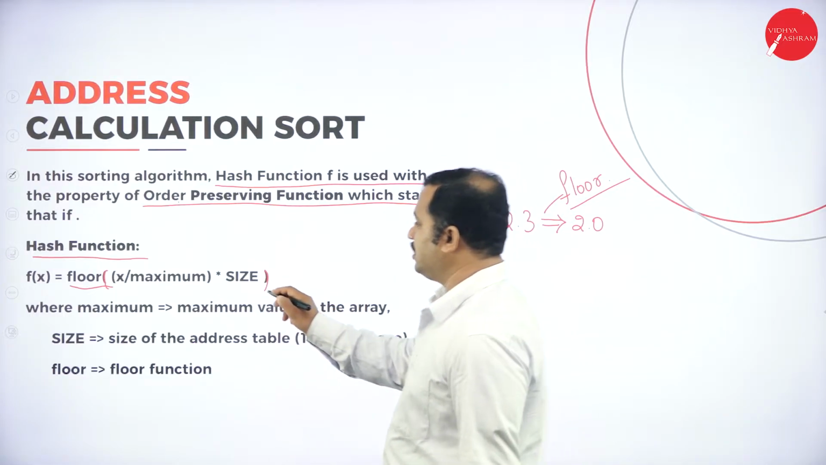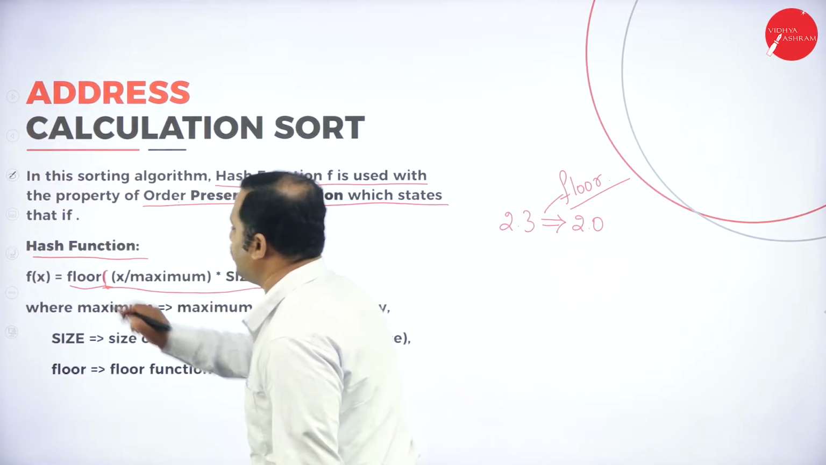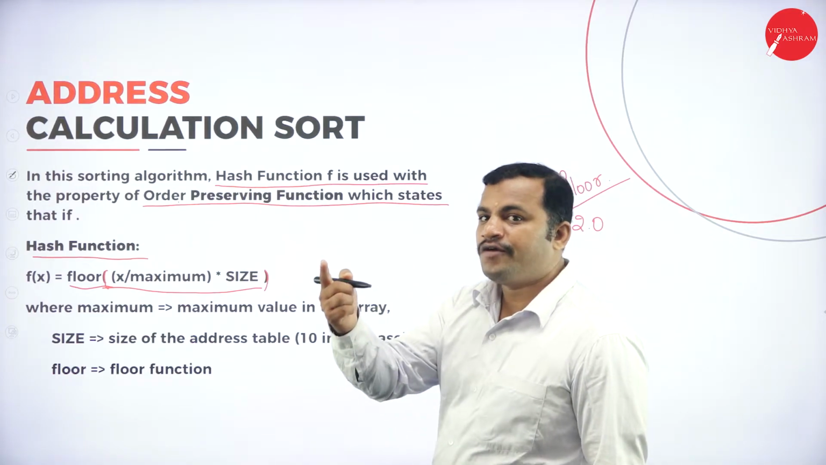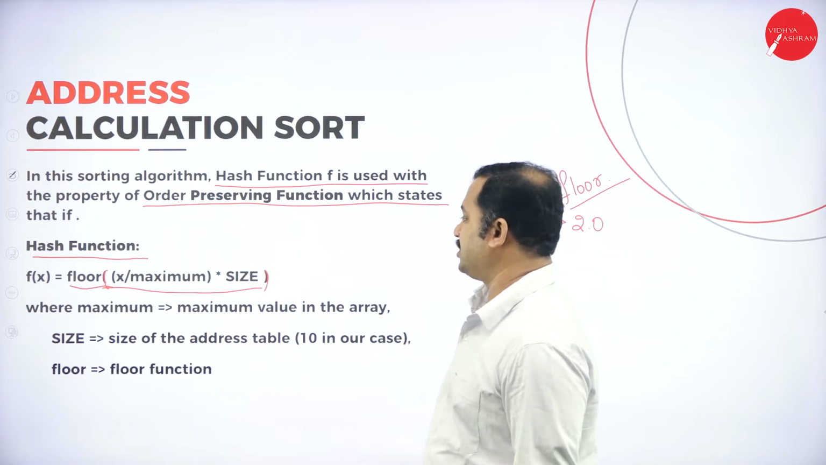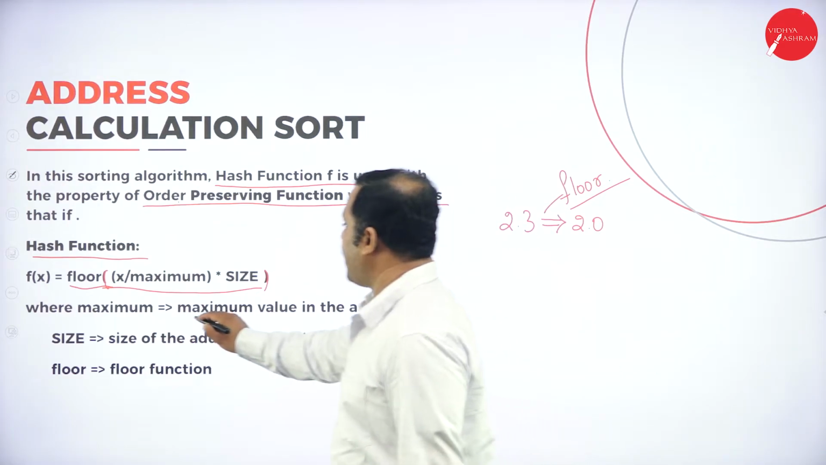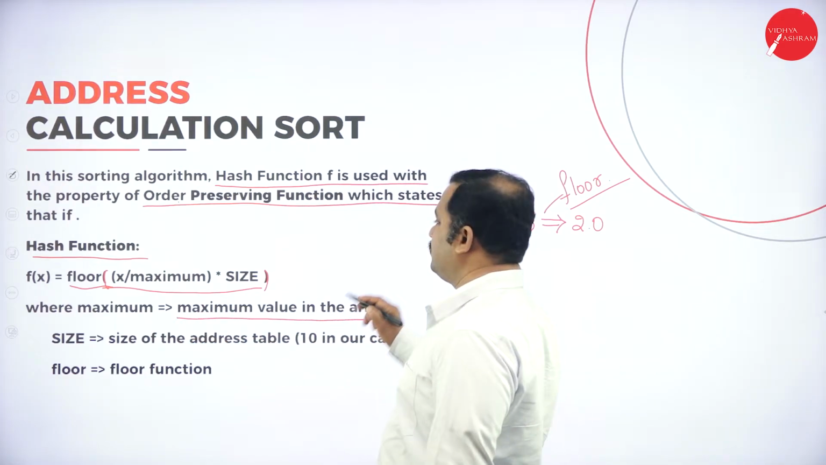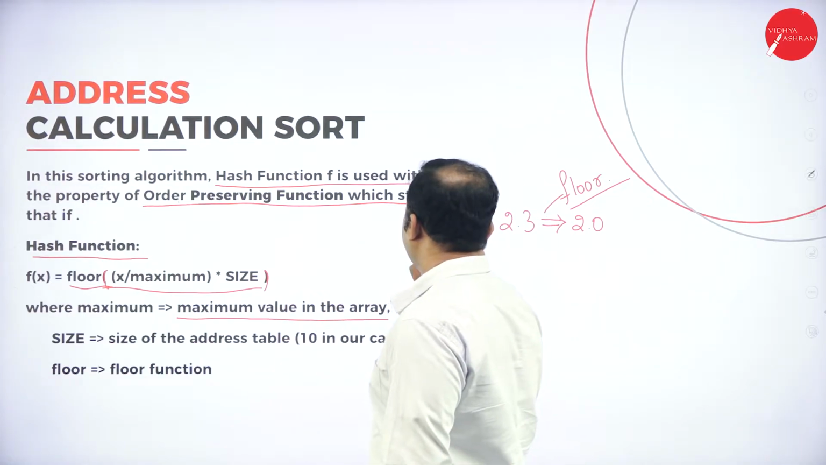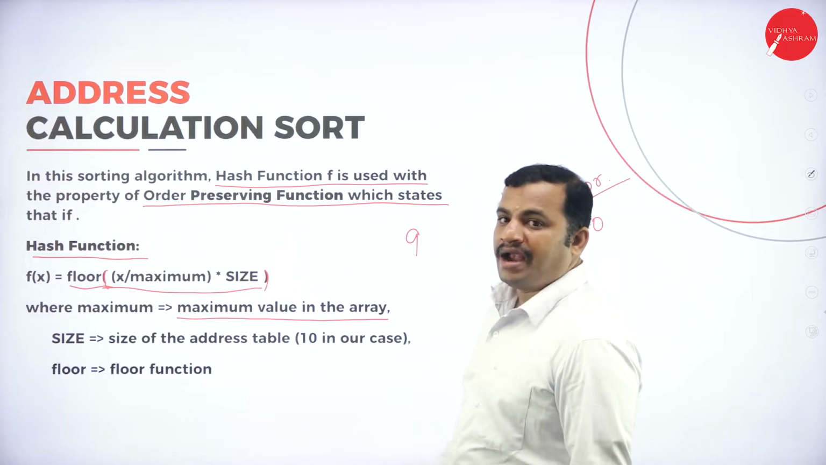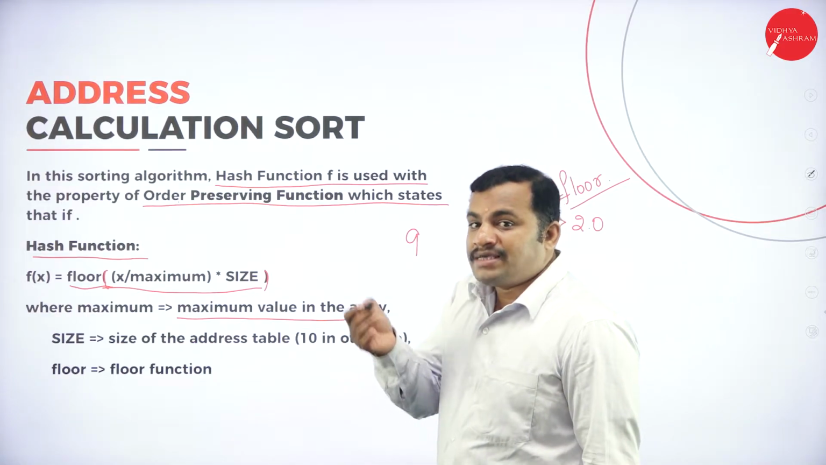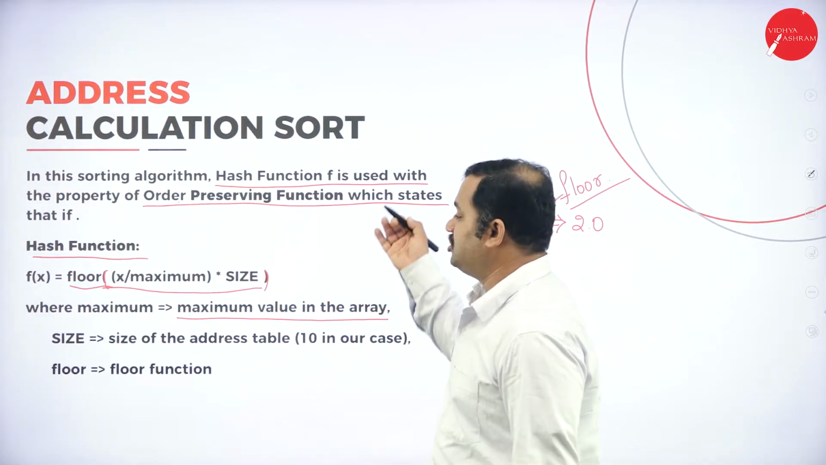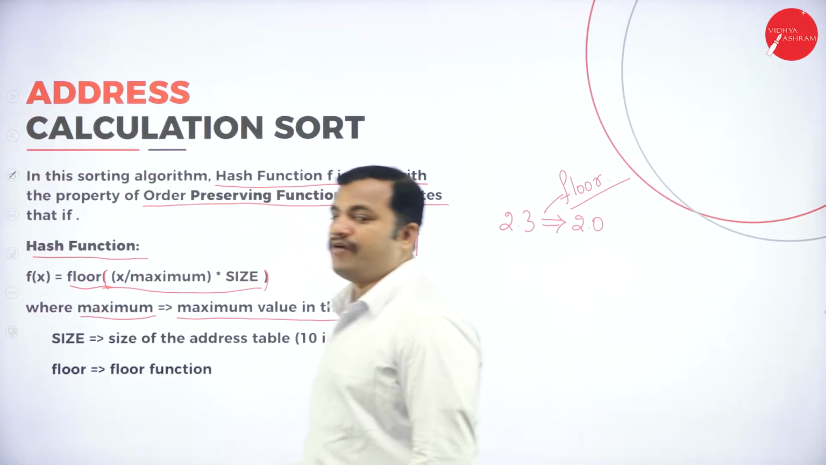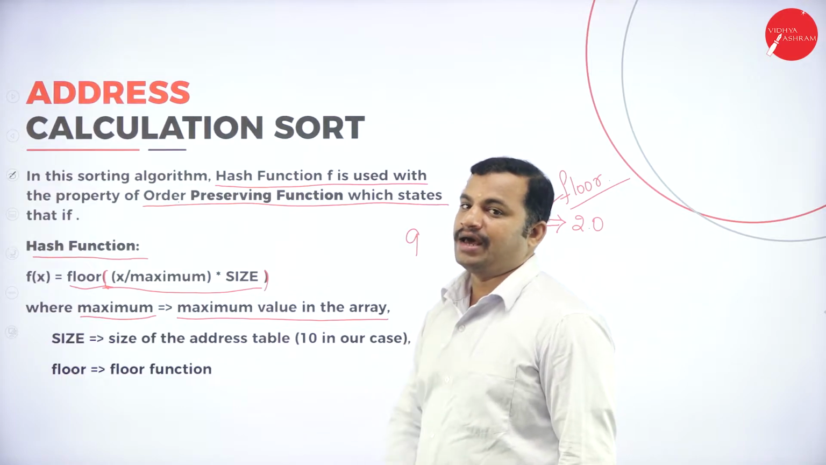Now I am considering the entire array or the linked list whose floor of that function is considered here. Then what is the maximum value of an array? Suppose I have 9 elements and the one value which is maximum in that is considered here. That is assigned to the maximum variable, or a token, I can say here.